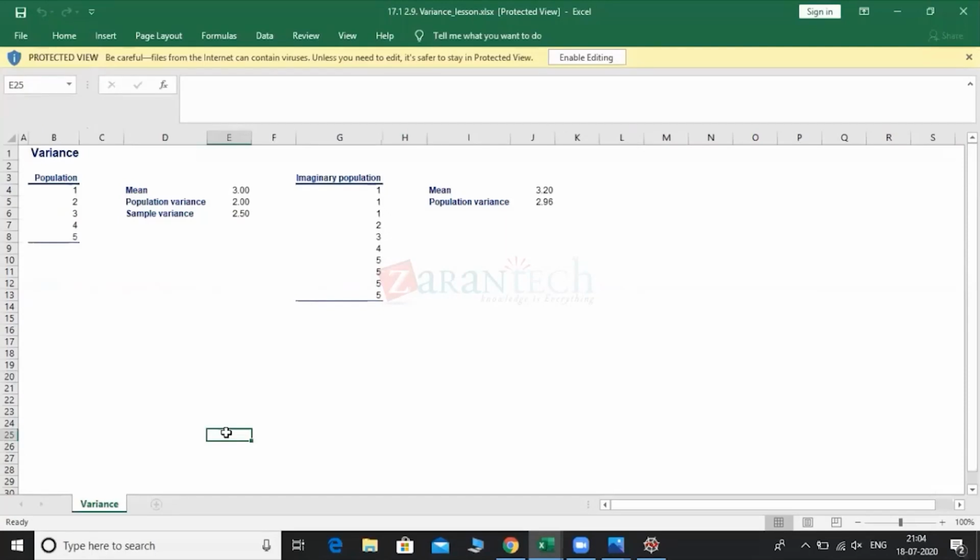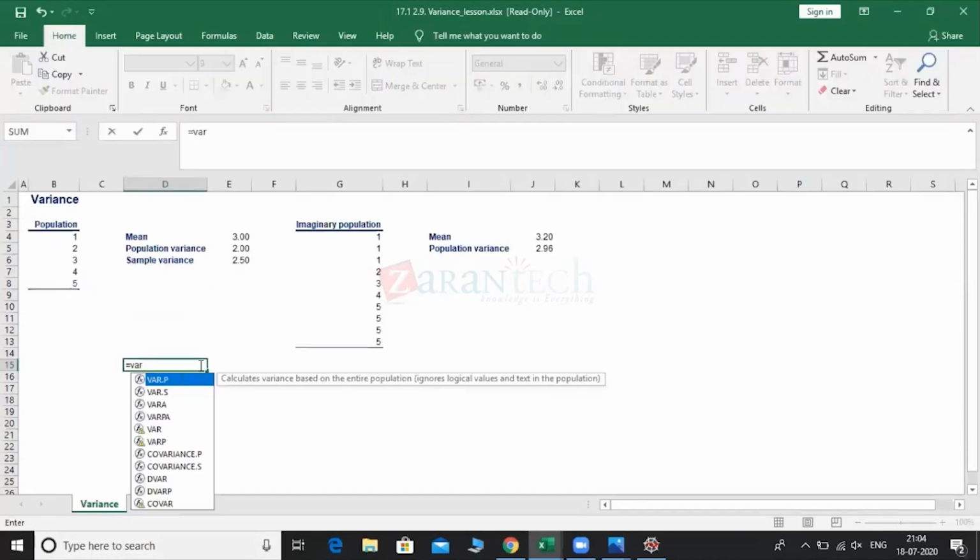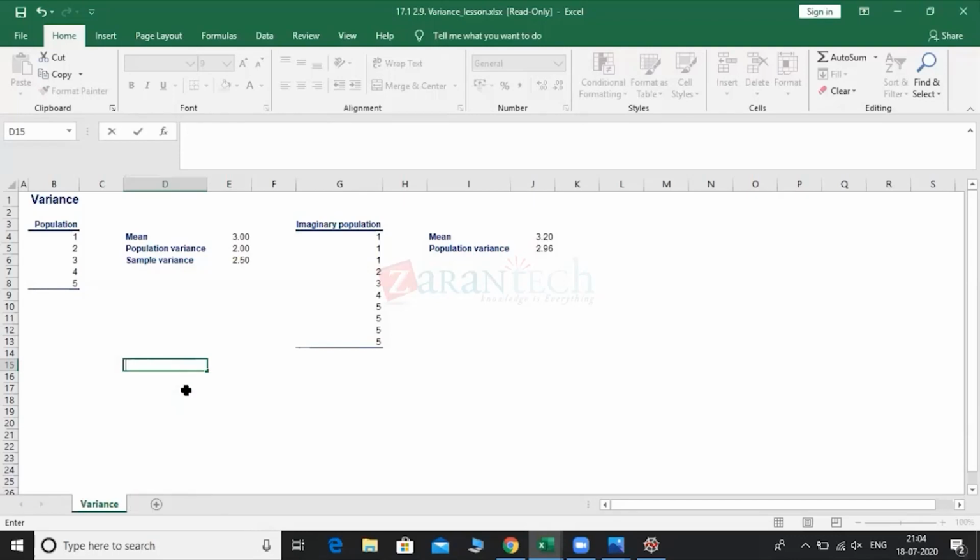Okay, so now there are a couple of things. We have just seen how this variance works. Basically there is a simple formula you can use, VAR. Now with the variance, if you look at it, there are a couple of formulas: one is VARS and one is VARP. So what this S and P is, we'll just quickly understand.